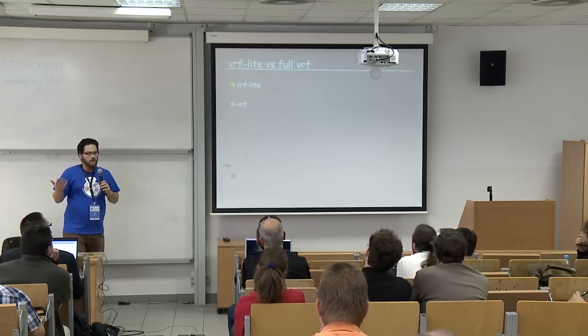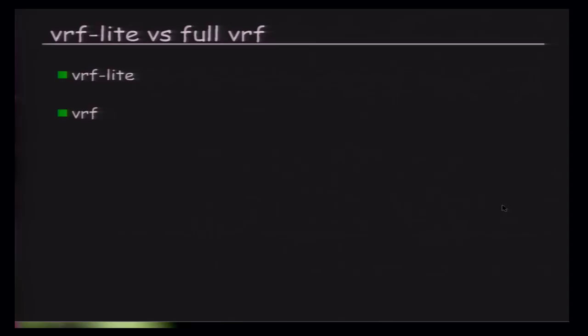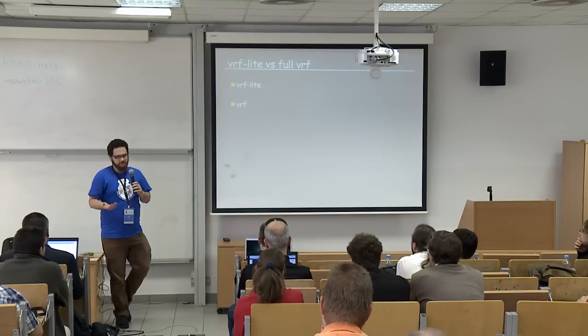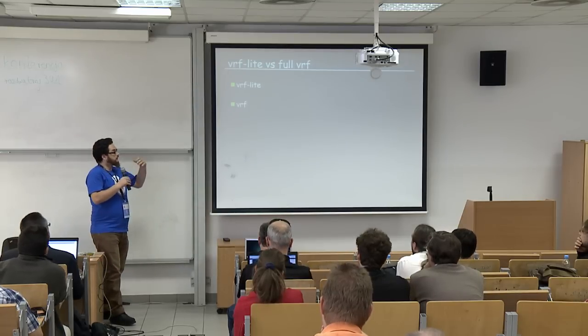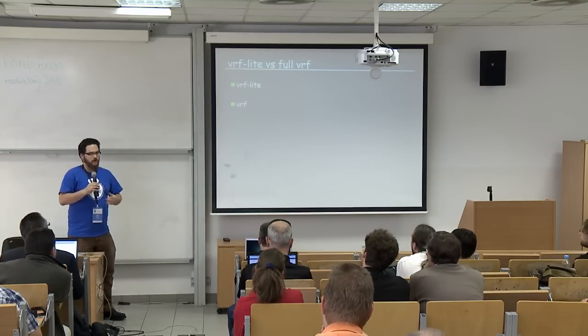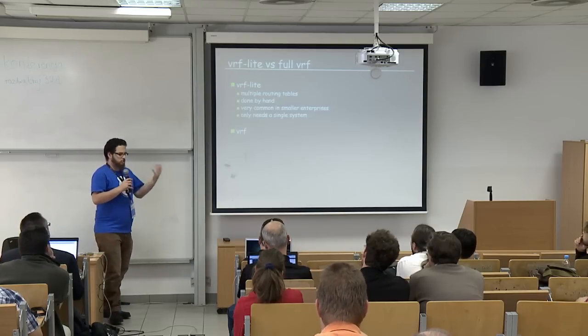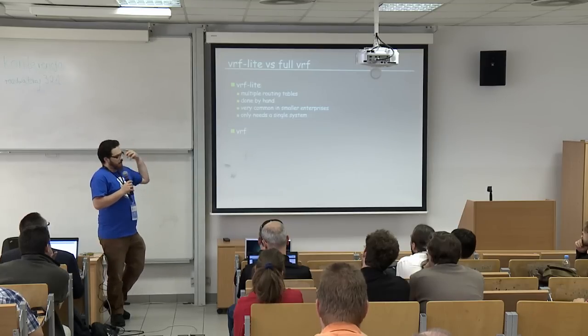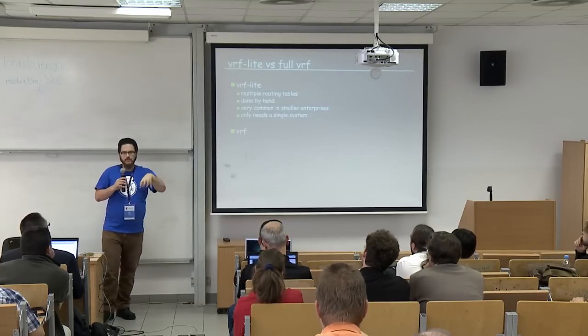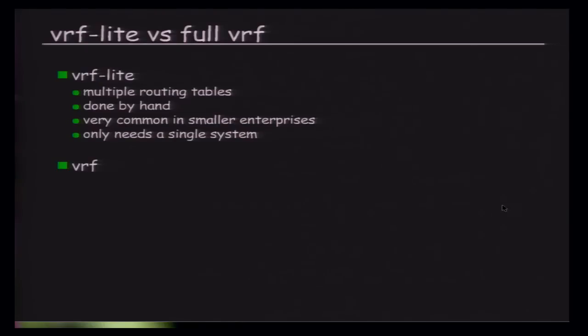So using R tables and R domains, there are two very common terms that will be used, popularized mostly by Cisco: VRF light and then full VRF. VRF light is multiple routing tables, multiple routing domains. It's done by hand. It's all centralized within one or two machines. It's common in smaller systems with a single location or a small number of locations.